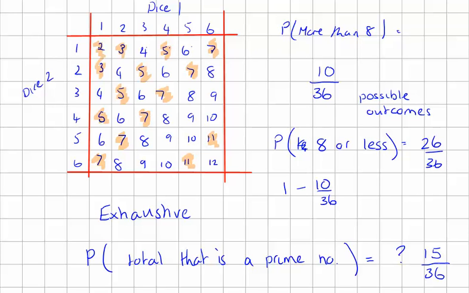It can be stated as 3 out of 12. 5 out of 12, sorry. No, 5 out of 12 is fine, but that doesn't make 15 out of 36 wrong, because in probability, you don't have to simplify.